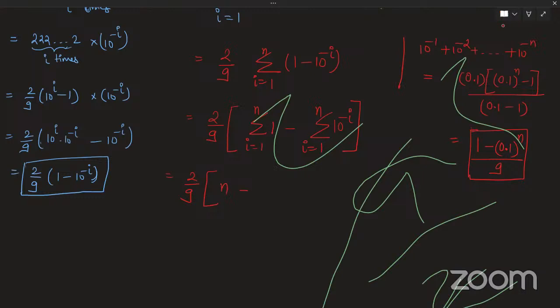Why is a equal to 0.1, sir? Because a basically represents the first term of the GP. What is your first term? 10 raised to minus 1, right? What is 10 raised to minus 1?